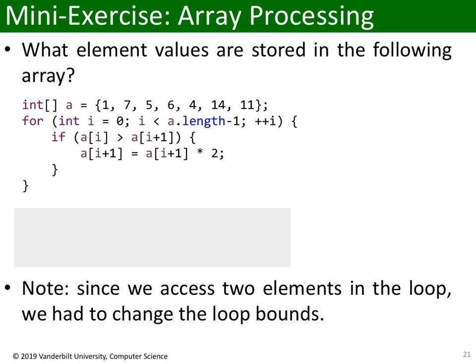Here's the final mini exercise. Pause the video and see if you can figure out what the final contents of array A will be. So when we declare array A, we are giving it 7 elements, so element 0 through 6, and they are initialized with the values in curly braces.